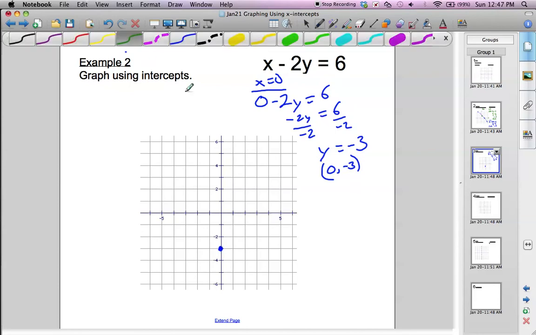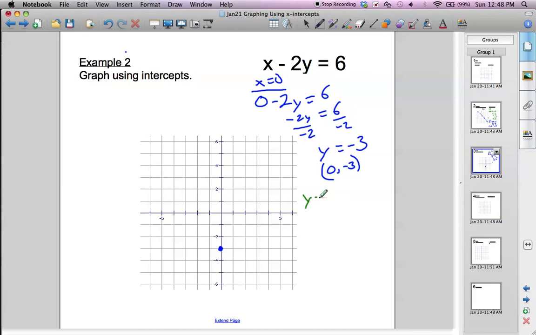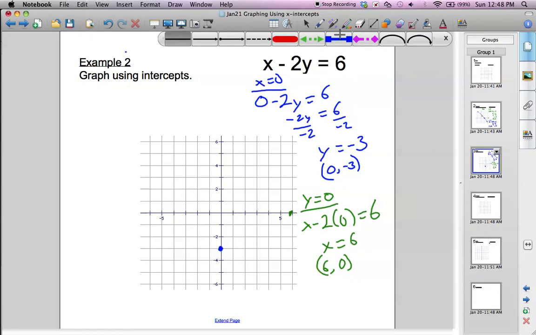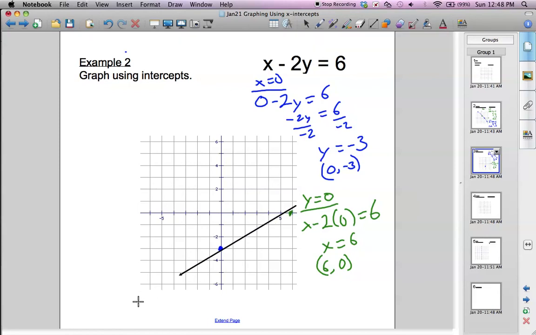And we'll find the x-intercept. We'll let y equals 0. So then you get x minus 2 times 0 equals 6. So x equals 6. So 6, 0 is going to be the x-intercept. So that's way over here. And let's graph the line now. The line's going to go through like that. Okay. Let's take a look at another example.